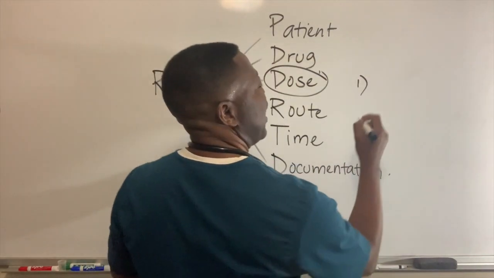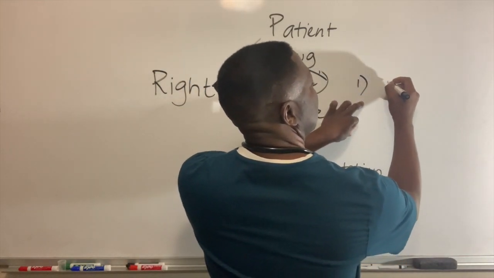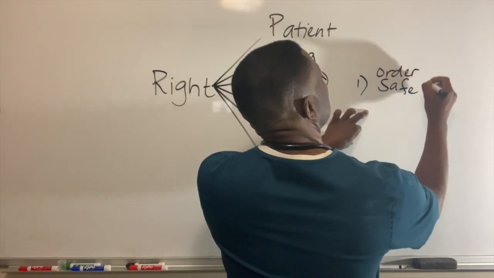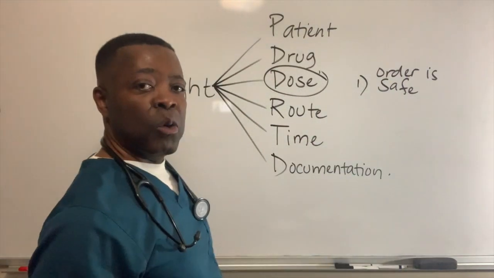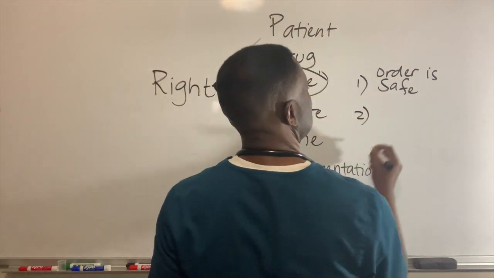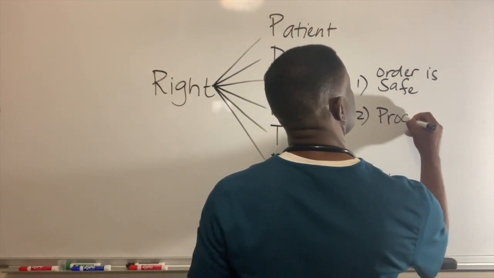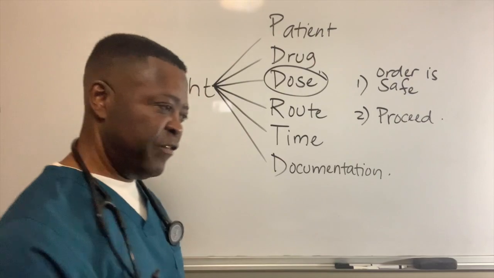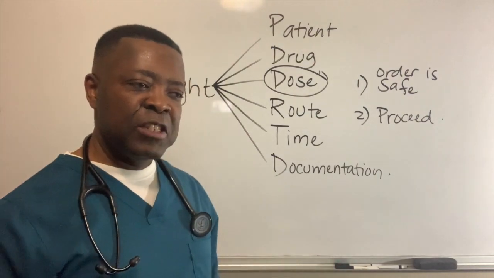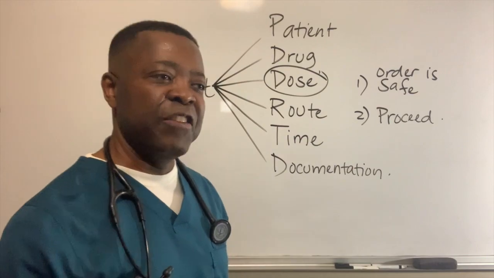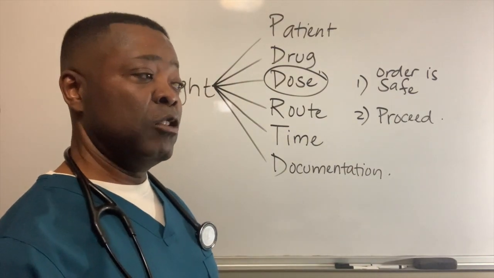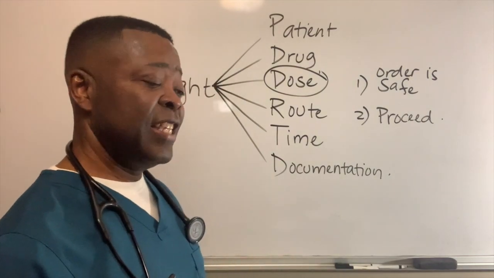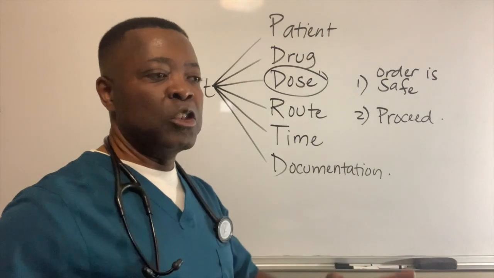First, you find whether or not the order is safe. Number 1, the order is safe. Number 2, you proceed to administer the medication. If it's safe, you administer. If it's not safe, you do not administer. You call the provider for clarification, because sometimes it may happen that the provider is not aware there's a problem. And as I said, the nurse, you are the last resort.